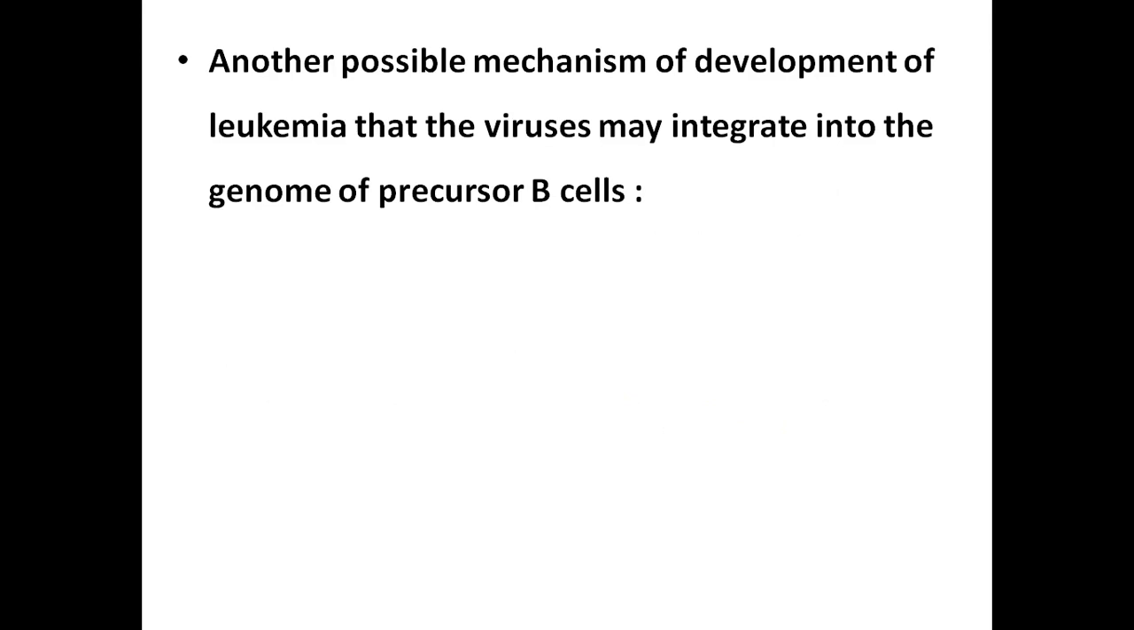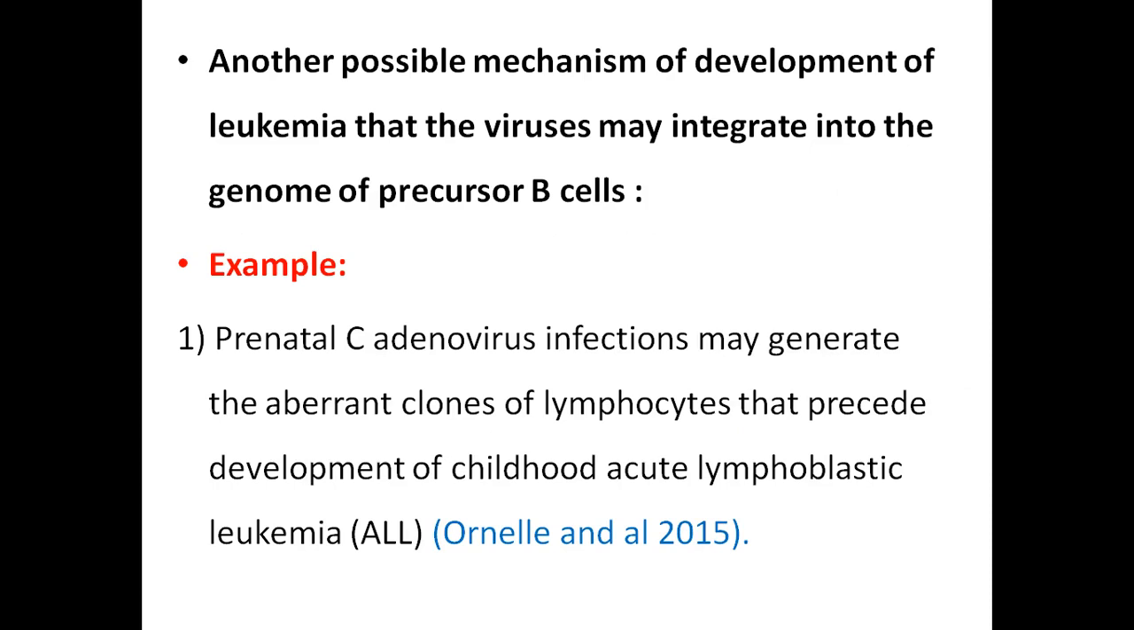Another possible mechanism of development of leukemia is that viruses might integrate into the genome of precursor B cells. Example: prenatal adenovirus infections might generate the aberrant clones of lymphocytes that precede development of childhood acute lymphoblastic leukemia.